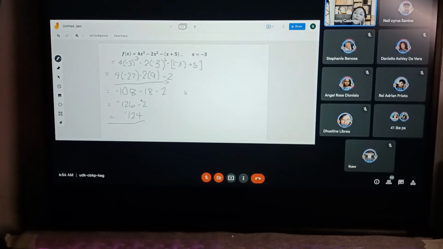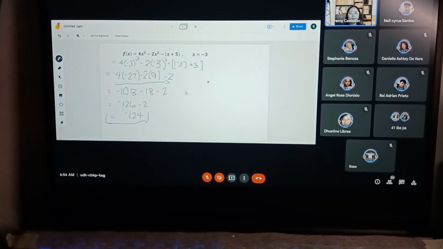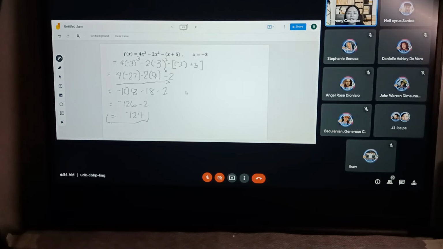Okay. Ayun lang naman kung paano mag-evaluate ng function. Okay, do you have any question? May mali ba sa tingin niyo dito sa solution natin? Wala ng tanong? Clear po, ma'am. Ah, okay. So, let's go ahead now sa example number 2.